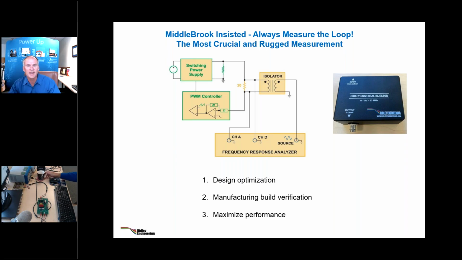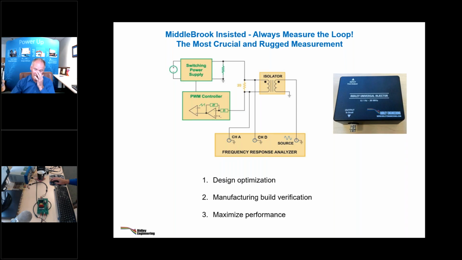Now, why is this so important? Well, one, when you're in the design phase, you're going to optimize the design. You're going to get as much gain as you can where you need it. You're going to get the crossover that you need. You're going to get the phase margin that you need. You're really going to work on massaging that loop and the compensation to give you the best performance out of the loop. So if you skip that step, you just don't have an optimized design. You're not getting the best performance out of your system.